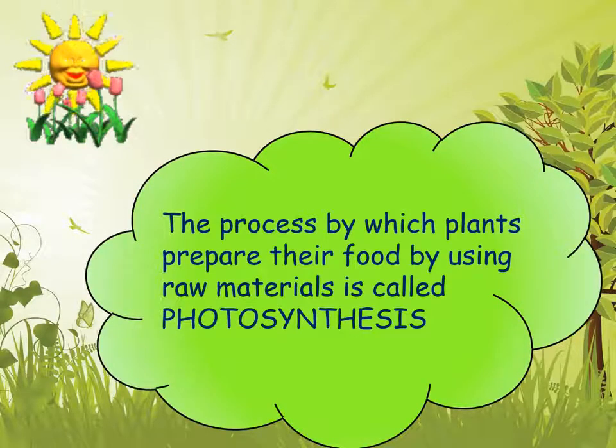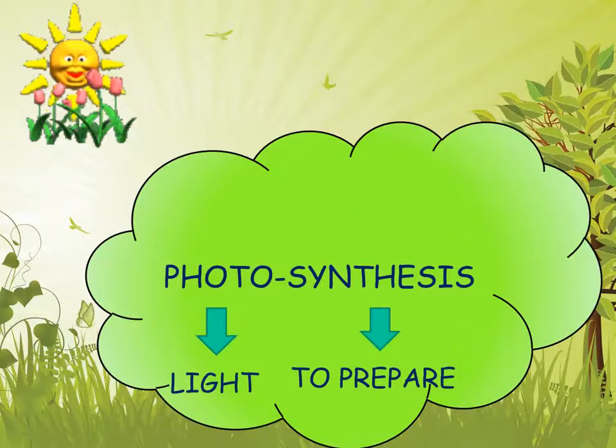As I have defined earlier, the process by which plants prepare their food by using raw materials is called photosynthesis. Photosynthesis is made up of two words, photo and synthesis. Photo means light and synthesis means to prepare. So, it is a process which takes place in light and in which plants prepare their own food. But how? Let's find out.